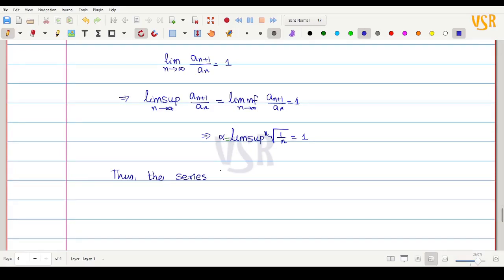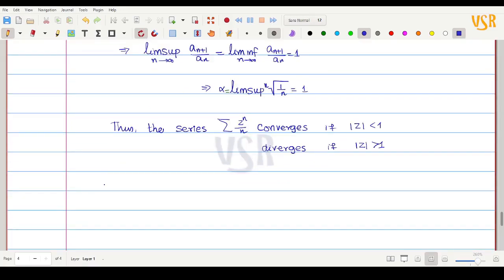Thus the series summation z to the power n divided by n converges if mod z is less than 1 and diverges if mod z is greater than 1. Okay, now if z equal to 1, let's take z equal to 1. Then the series summation z to the power n divided by n is equal to summation 1 by n. Okay, this diverges.